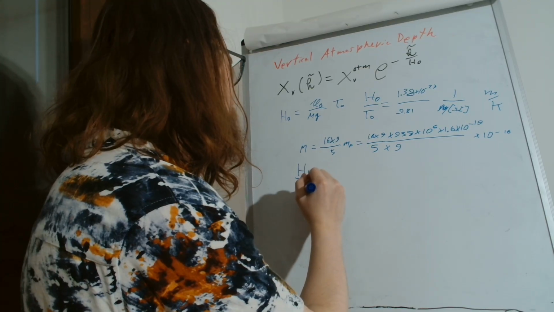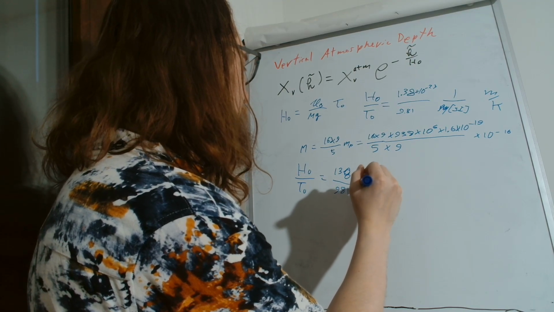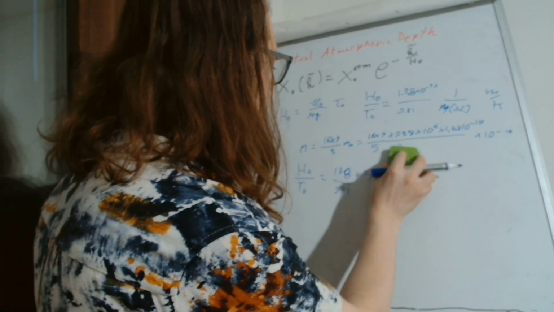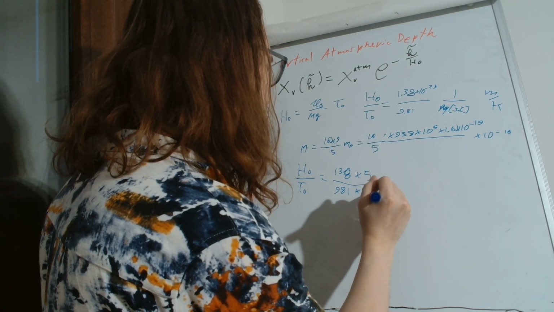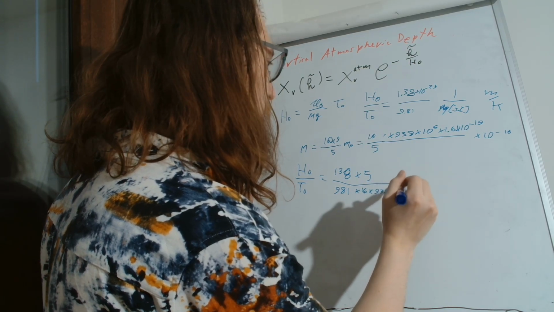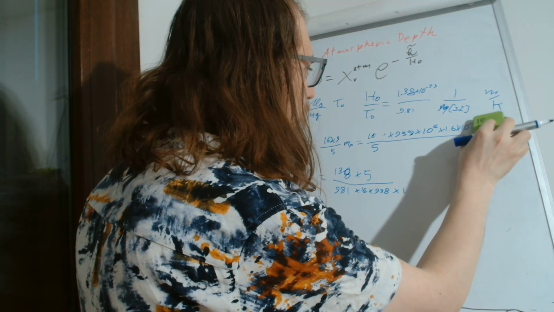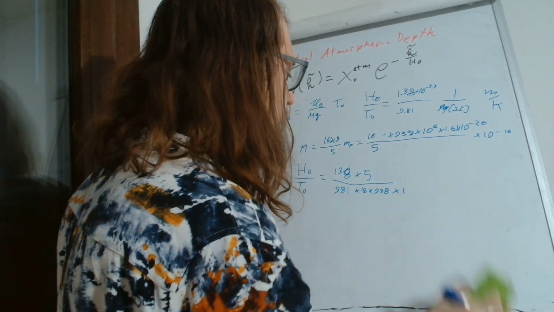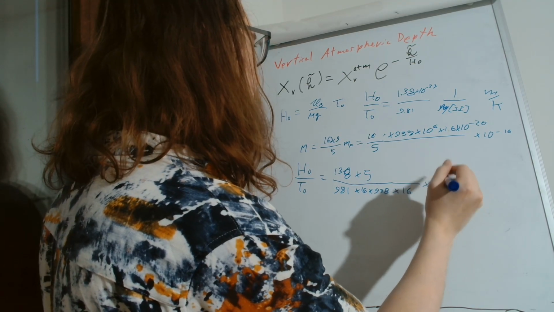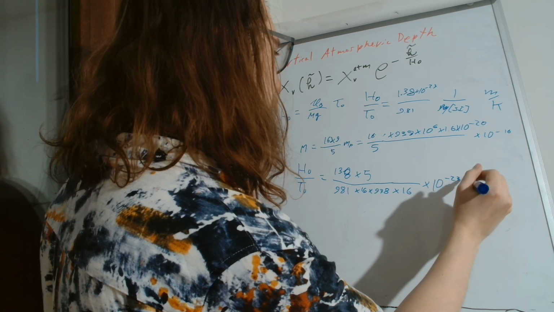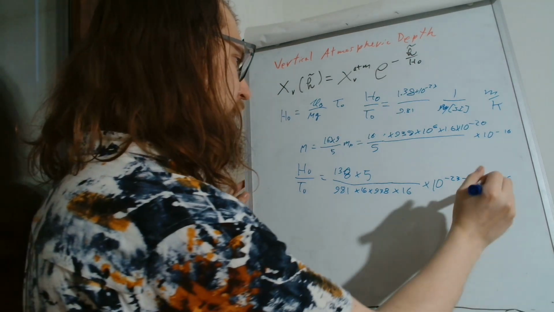So H0 divided by T0 equals 138 divided by 981 times 5 divided by 16 times 938 times 1.6. So let's write here 16 and here minus 20, so times 16, and then we have the powers of 10 to the minus 23 minus 6 plus 20 plus 16 meter per Kelvin.